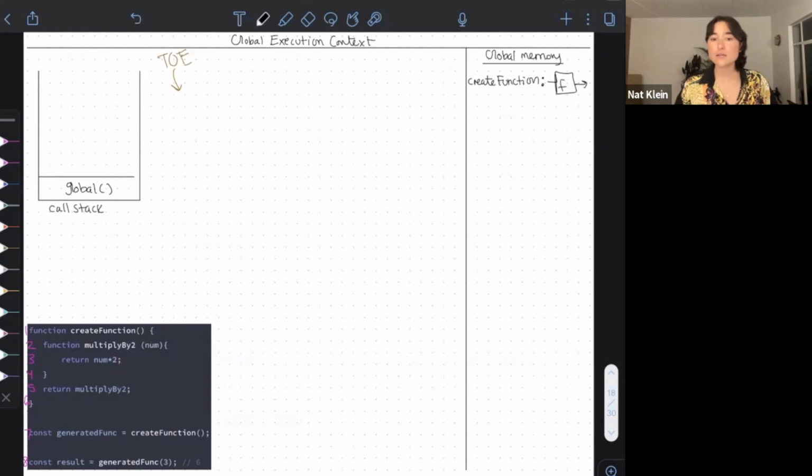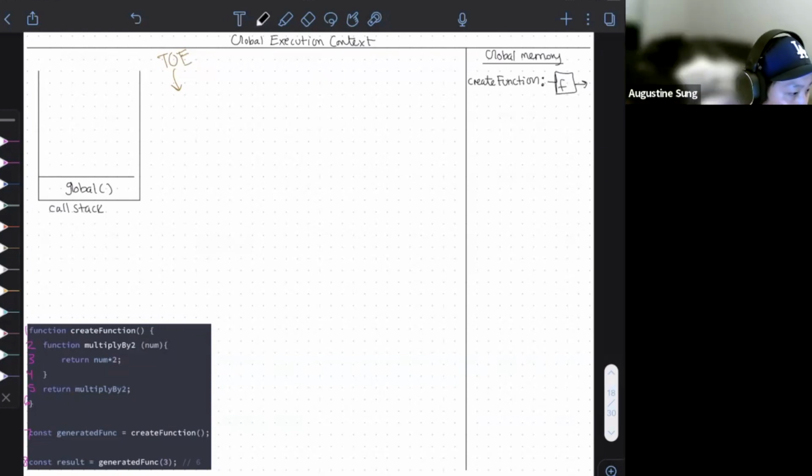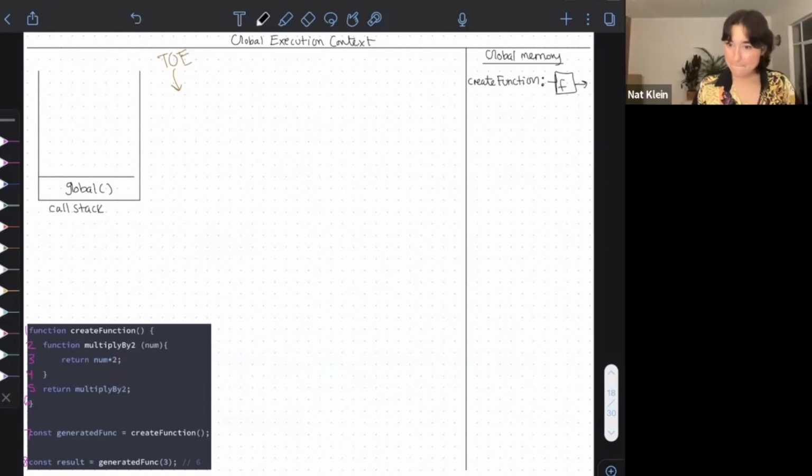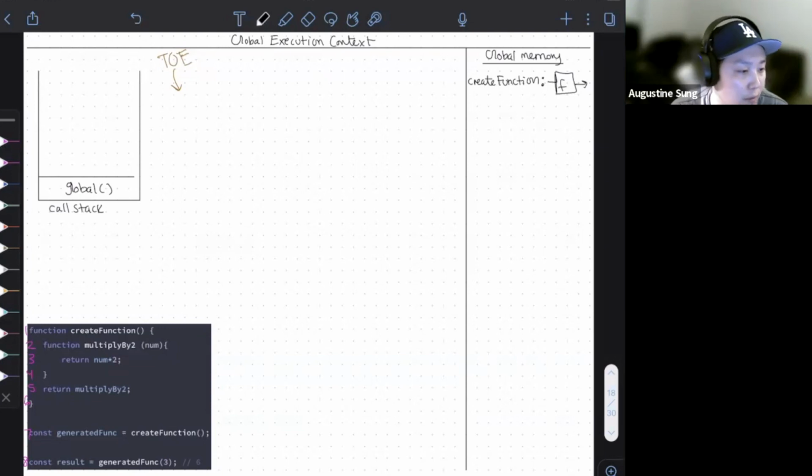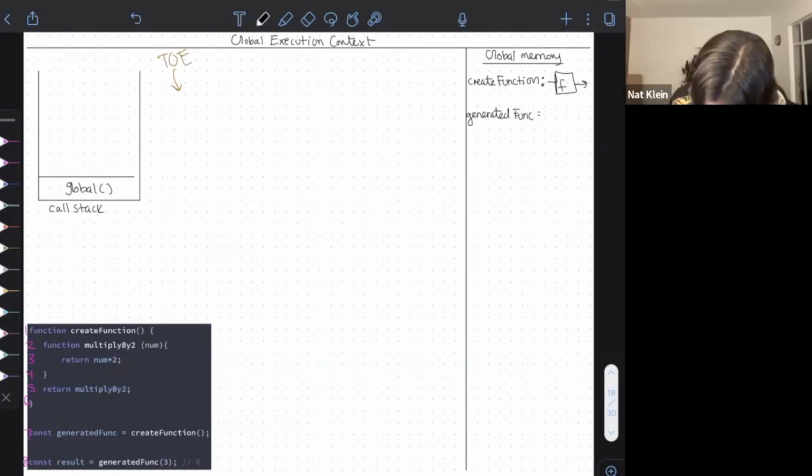Beautiful. And then Augustine, what line does the interpreter go to next? And then we would go down to line 7, where we are declaring a new constant generated func and assigning it the evaluated result of invoking create function. Yes, exactly. The evaluated results.